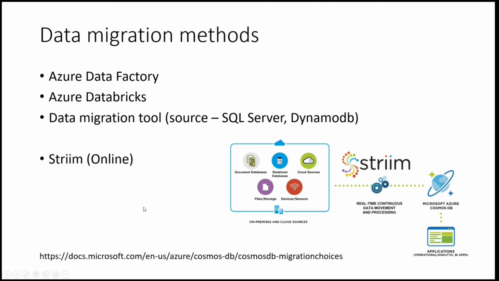And lastly, I want to mention Striim, because this is a partner ISV solution, but it works great for online migration. Again, Striim has source and target connectors for different databases and APIs. So you can use these connectors to perform real-time continuous data movement and processing. So this could either be to keep the data in sync until you eventually cut over and migrate to Cosmos DB, or it could be even a hybrid solution that you have maintained for long term, right? So this is another option that you have.